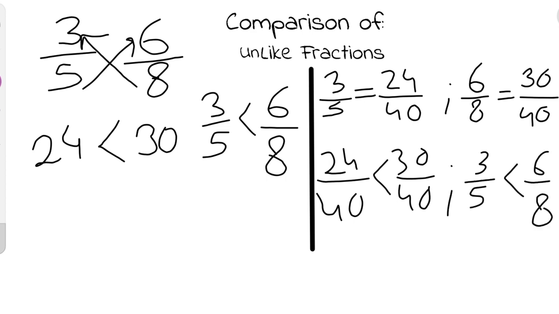So these are the two methods for comparison of unlike fractions. I hope this is clear to you all. Thank you.